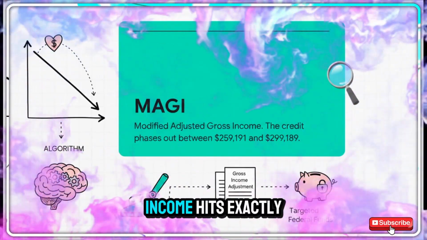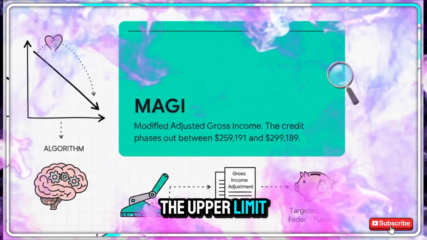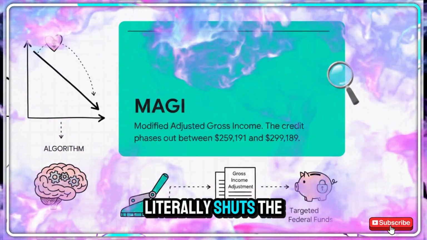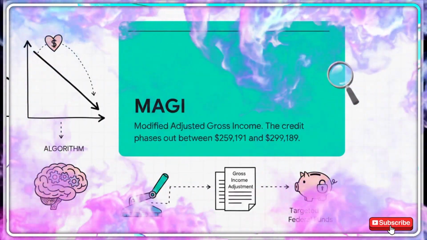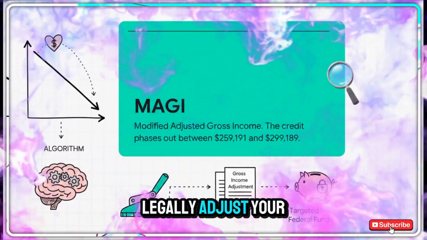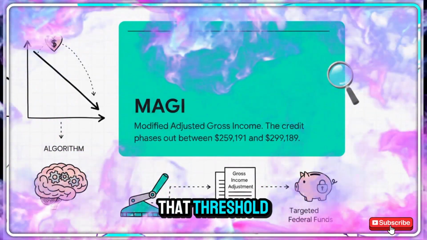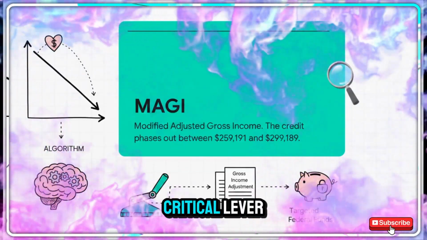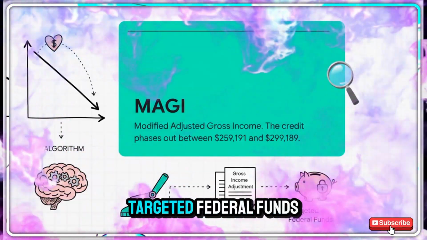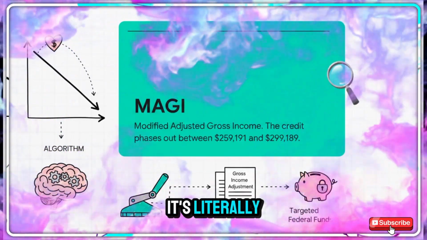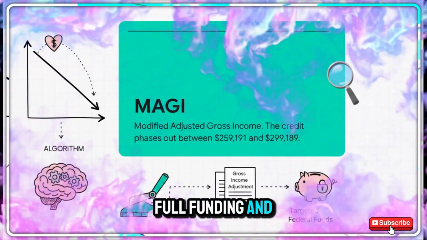If your adjusted income hits exactly the upper limit, the mathematical trigger literally shuts the credit off entirely. Understanding how to legally adjust your gross income before you hit that threshold is a direct, critical lever for accessing these targeted federal funds. It's literally the difference between full funding and zero funding.